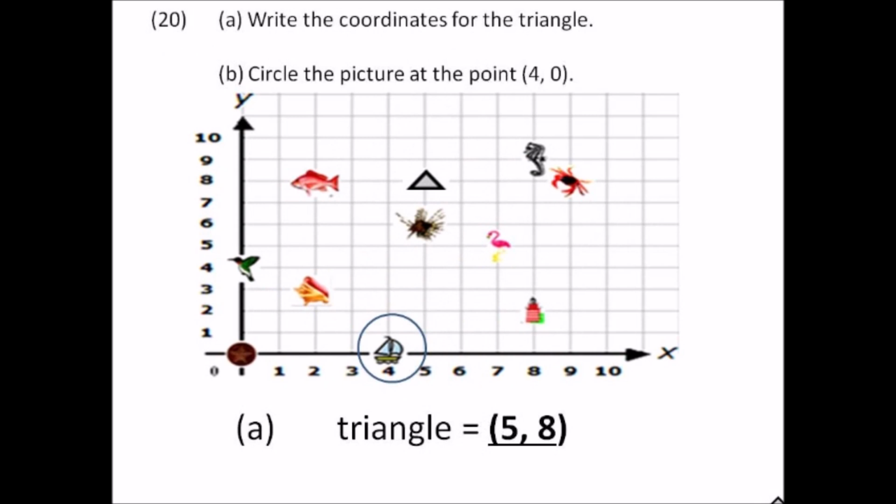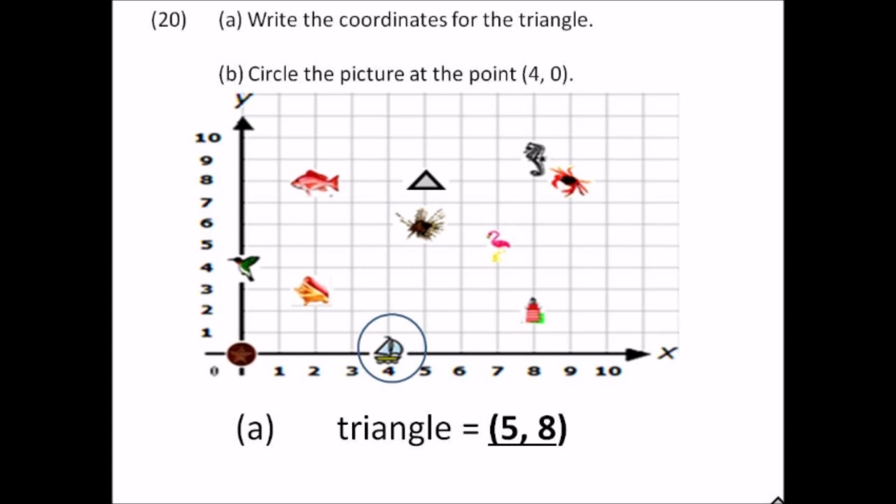Number 20, the last question, write the coordinates for the triangle. Let's do that first. Look on the x-axis first. How many times you need me to say it? Look on the x-axis first. Go down. The number is 5. Put that first. Then go across from the triangle. 8. Put that last. 5, 8. Not 8, 5. 5, 8.